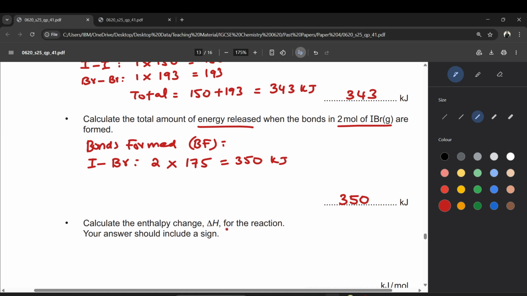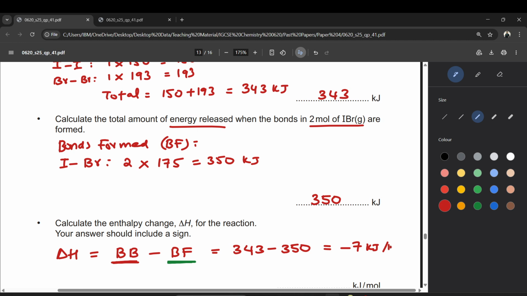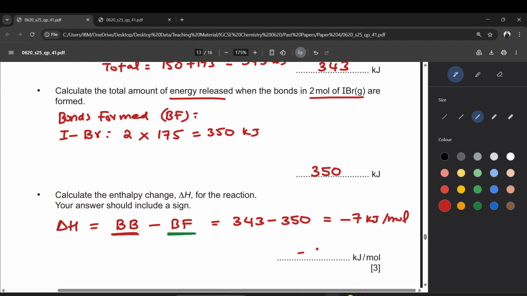Now, calculate the enthalpy change for the reaction. Your answer should include a sign. Delta H is equal to BB minus BF. That is just a short way of saying total energy needed to break the bonds on the reactant side minus total energy released during bond formation on the product side. So we're going to say 343 minus 350, and that would be equal to minus 7 kilojoules per mole. So my answer is going to be minus 7.